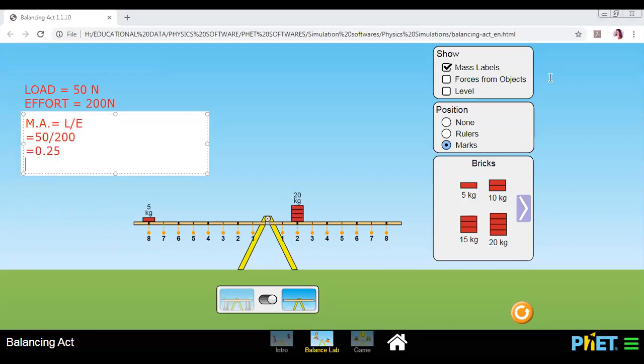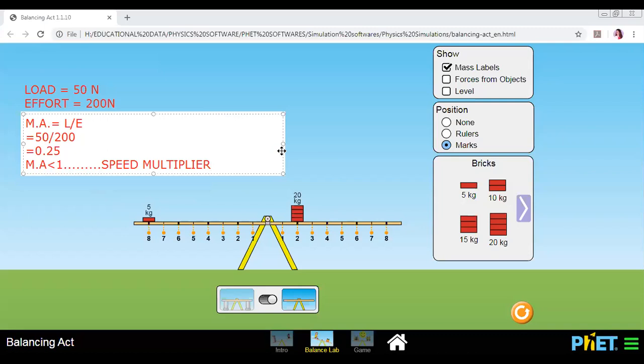So what about the MA now? Is my MA more than 1 or less than 1? My MA is less than 1. So this mechanism is working as a speed multiplier. How is it working? It's working as a speed multiplier. Okay. So this mechanism is working as a speed multiplier. Clear, class?